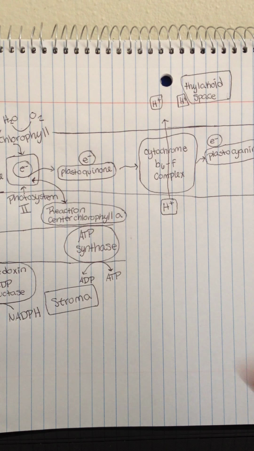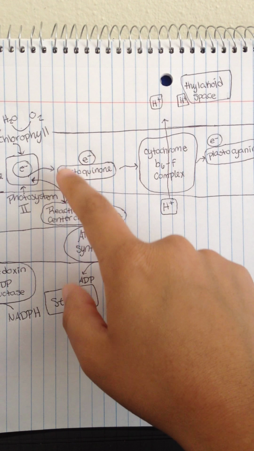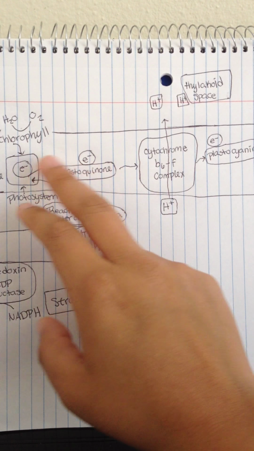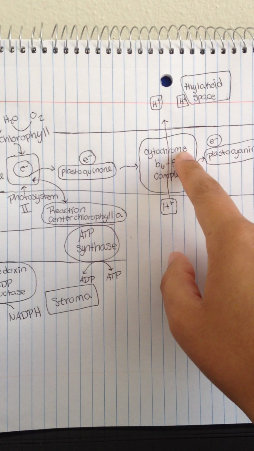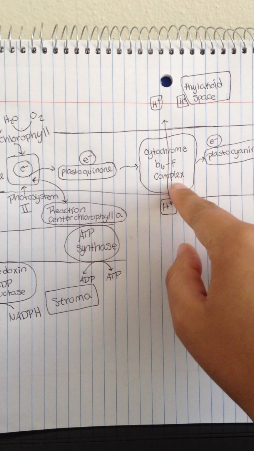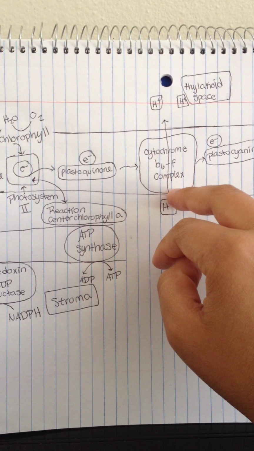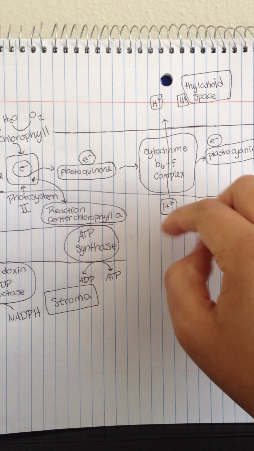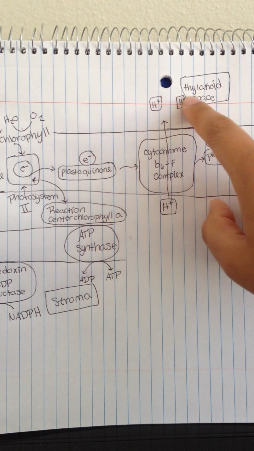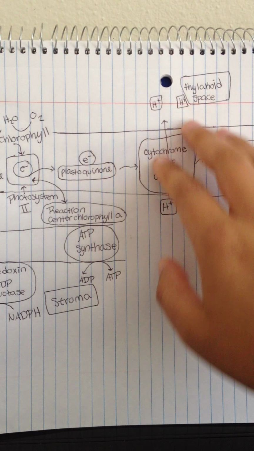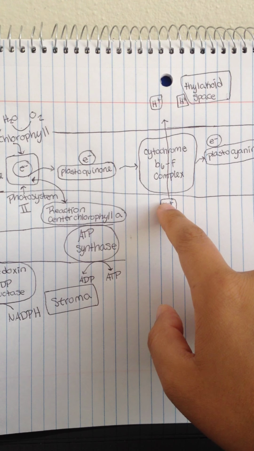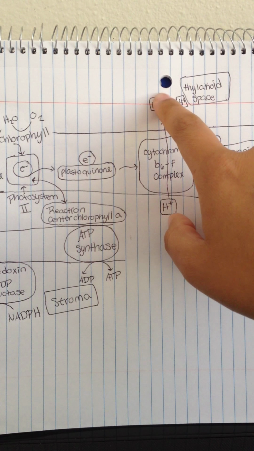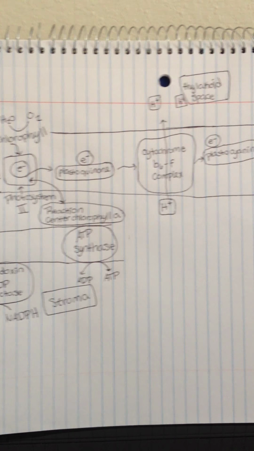So to start off, here's the first electron chain carrier, that's plastoquinone, and it takes the electron from photosystem 2 and carries it over to the cytochrome b6f complex, which is a proton pumping complex. And with the energy acquired from the electrons, this complex actually pumps protons out and into the thylakoid space. So the protons go from having low concentration to a higher concentration of protons out in the thylakoid space.